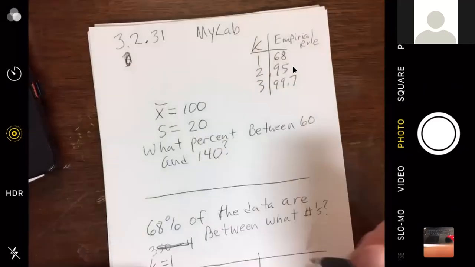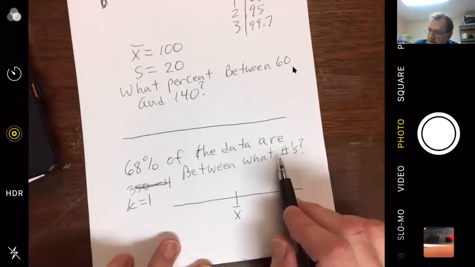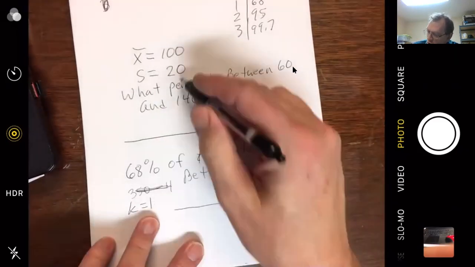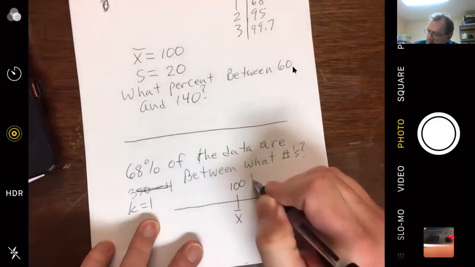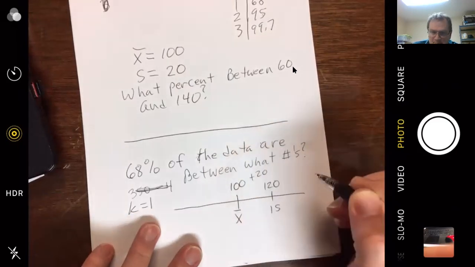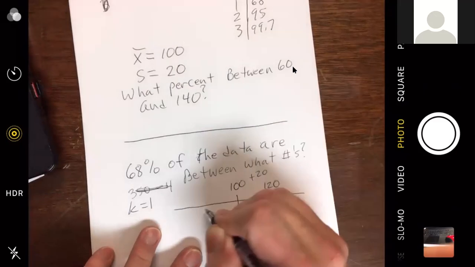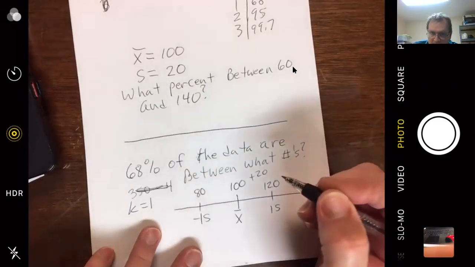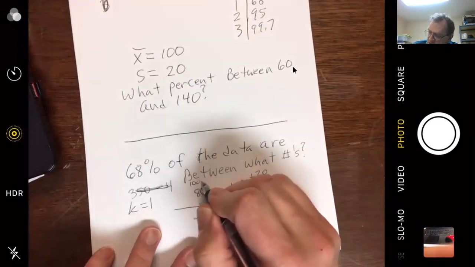Okay, well, let me finish this one. If it was worded about something like this with this mean and standard deviation, with K equals 1, 100 for the mean, you'd be adding 20. One standard deviation, you'd be at 120. And at negative 1 you'd be low at 80, because you'd be going 100 minus 20.